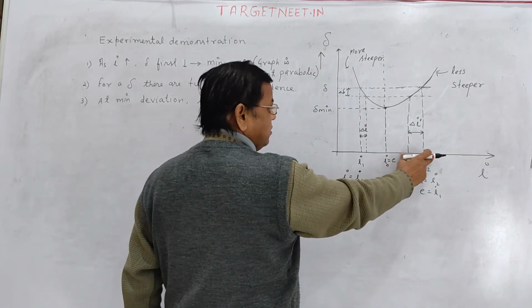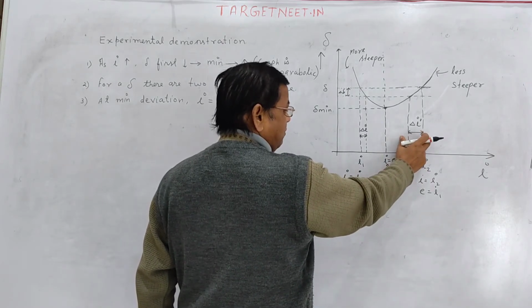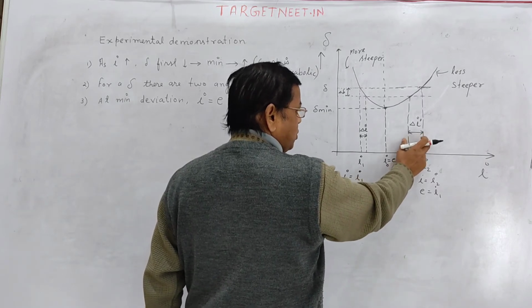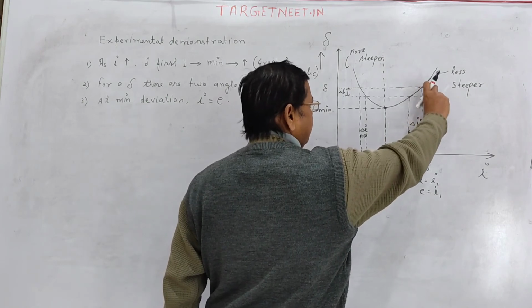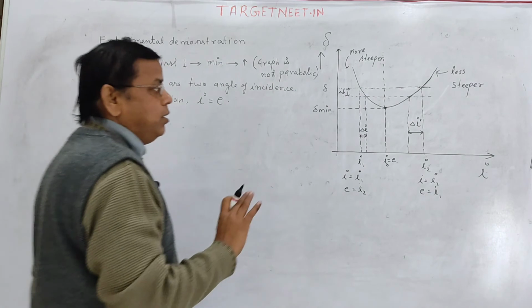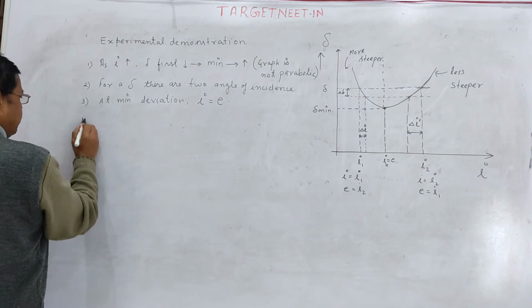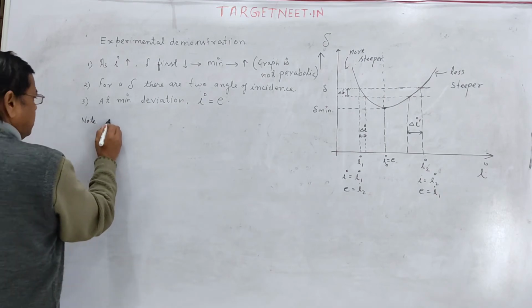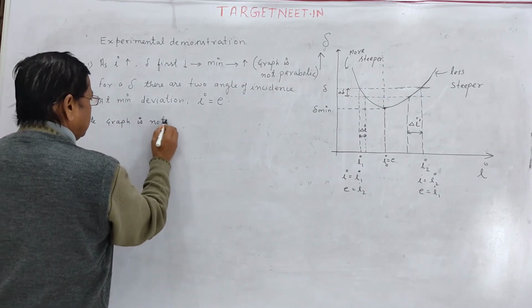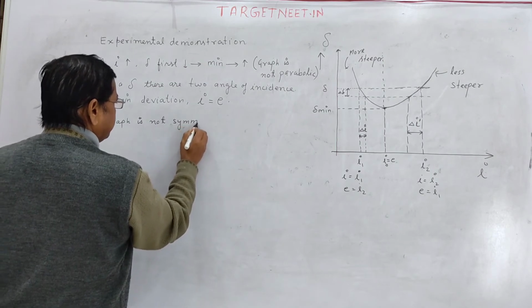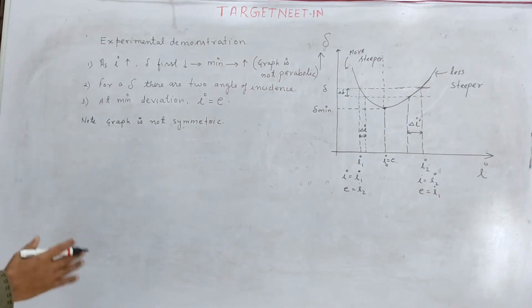But if your angle of incidence is greater than I naught, then you have to make a large change in angle of incidence in order to get the same change in angle of deviation as here. So remember this point. Here I am writing: graph is not symmetric. Graph is not symmetric, graph is not parabolic, so remember this thing.